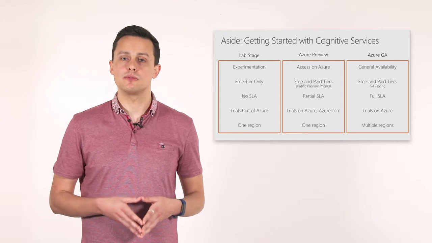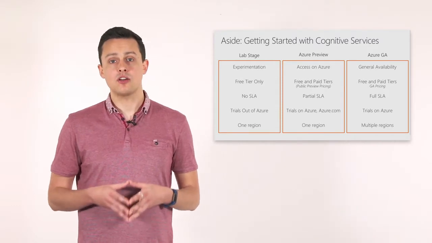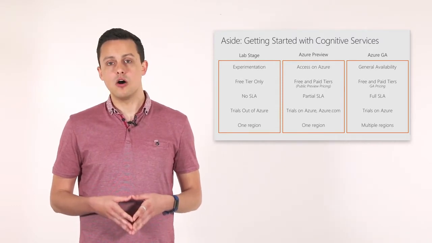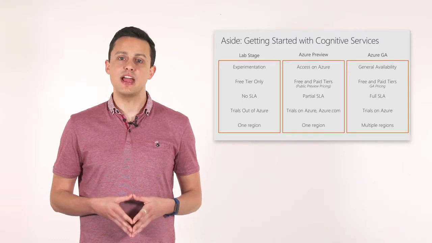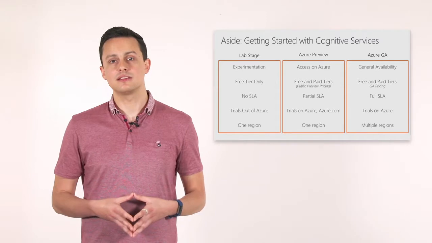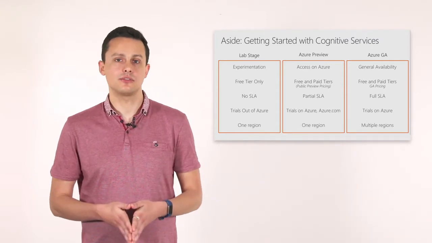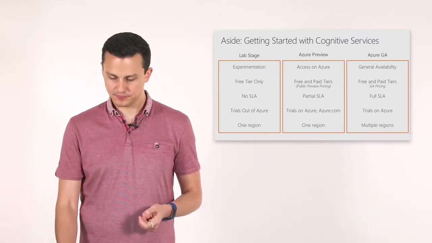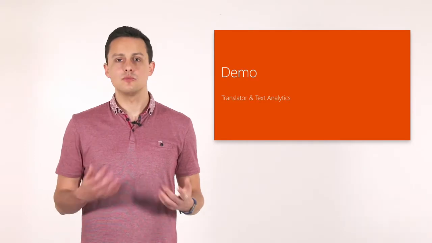An alternative approach to that is to go to the Try Cognitive Services website. On the Cognitive Services homepage for Azure, you can click Try and actually get short, time-limited keys to start playing with without having to go through the Azure portal. Right, with that said, let's jump in and have a look at how we can use Translator and text analytics in our bot.